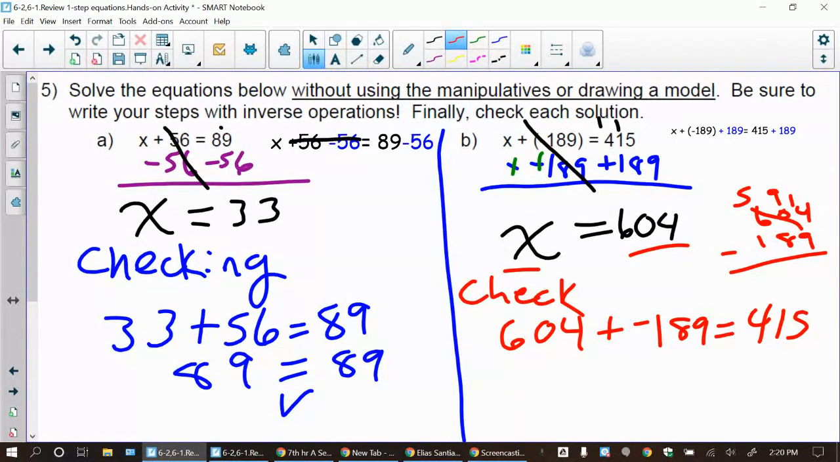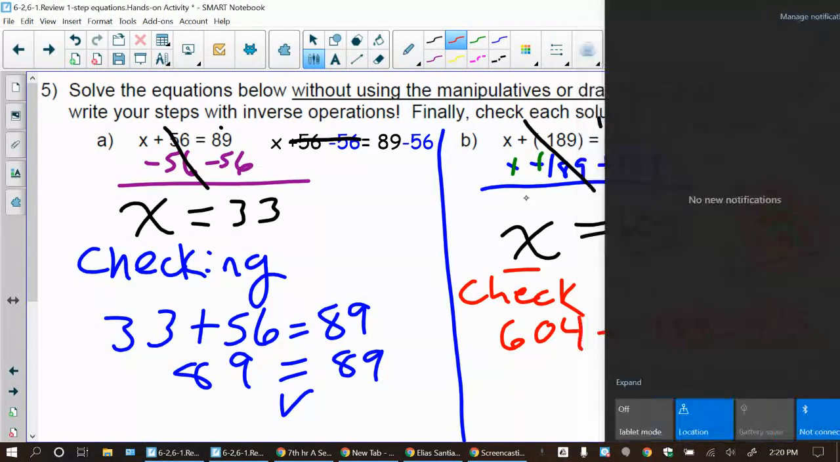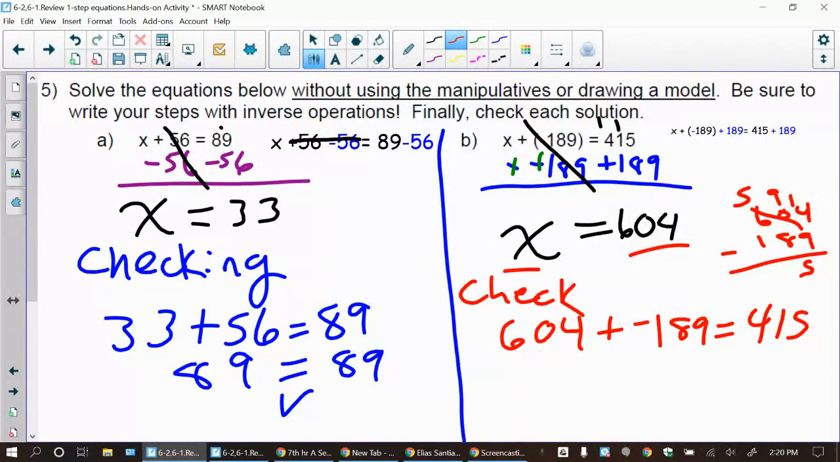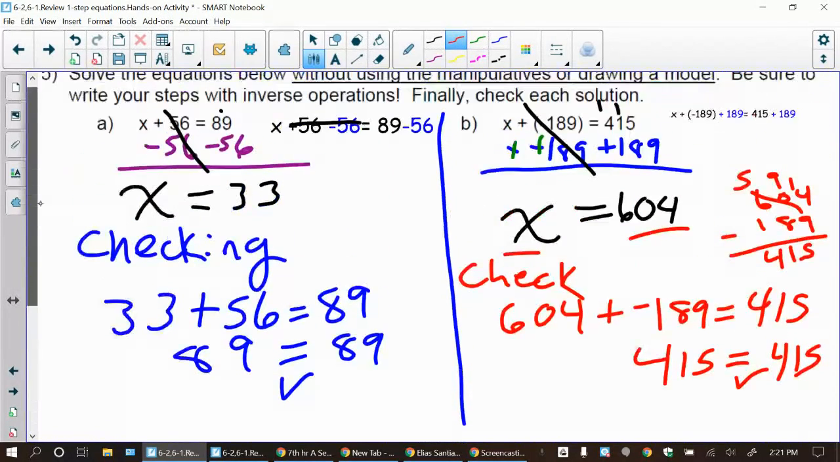Okay, 14 minus 9 is a 5. Oops. 9 minus 8 is 1, and 5 minus 4 is 4. Or 5 minus 1 is 4. Yes, 415 does in fact equal 415. Woo!